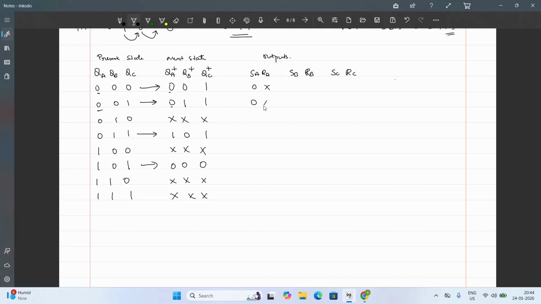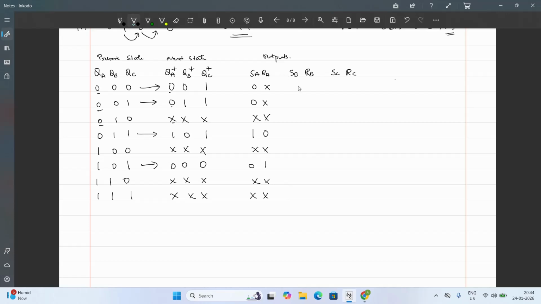0, 0 again 0, x. If you have x in one of the inputs, directly write x here. Next, 0, 1 excitation table is 1, 0. Again you have x here. 1, 0 excitation table is 0, 1. And you have x in the remaining two.